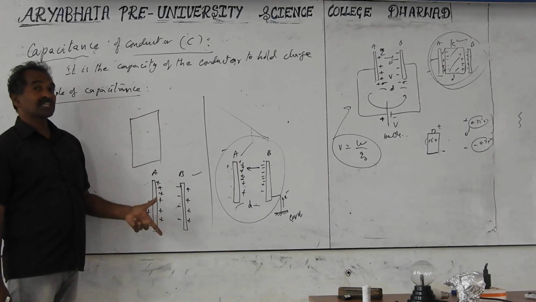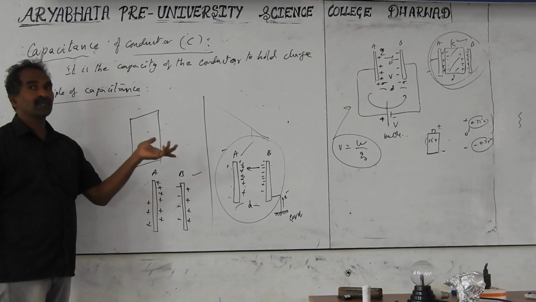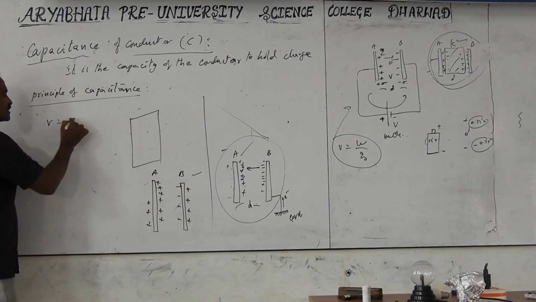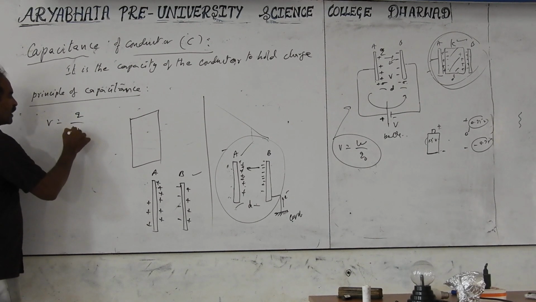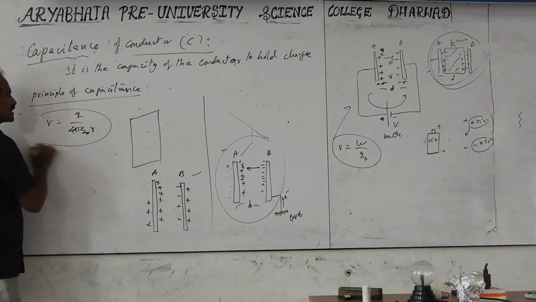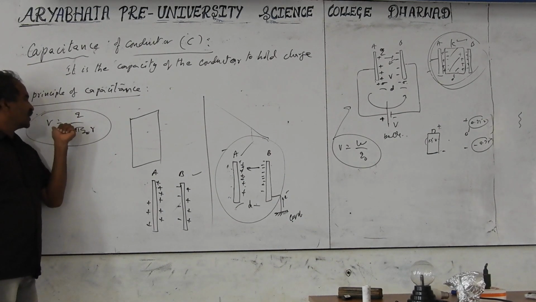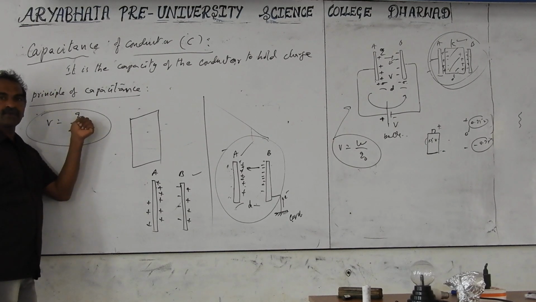What happens to the potential if you keep a negative charge, or a positive charge, on any surface? You create a point charge. The potential of a point charge is V equal to Q by 4 pi epsilon into R. We have discussed this already. R is the distance from the charge. If Q is positive, V is positive. If Q is negative, V is negative.